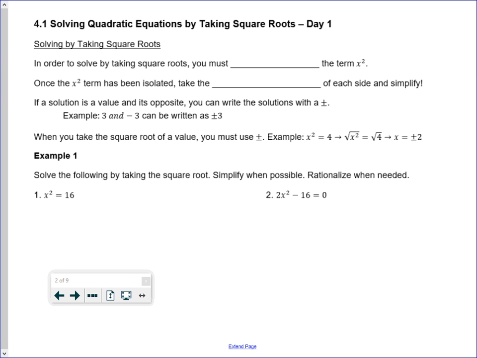How's it going, guys? Today we're going over chapter 4.1, or module 4.1, solving quadratic equations by taking square roots.